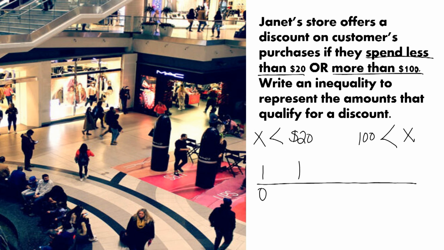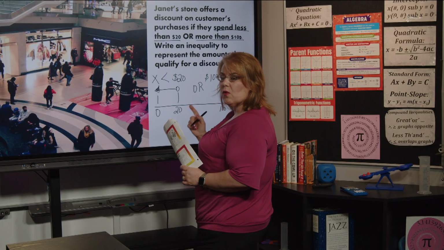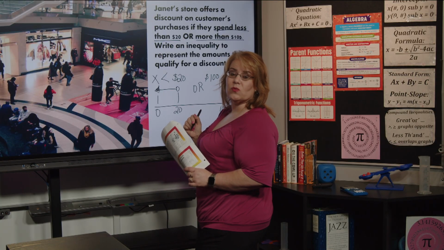And then I have 20 and I have 100. So then, since it can't be equal to 20 or 100, I'm going to have open parentheses, and then it has to be less than, or it has to be greater than. So this would be an OR problem. So let's go ahead and write that and see what it looks like to write that OR problem.